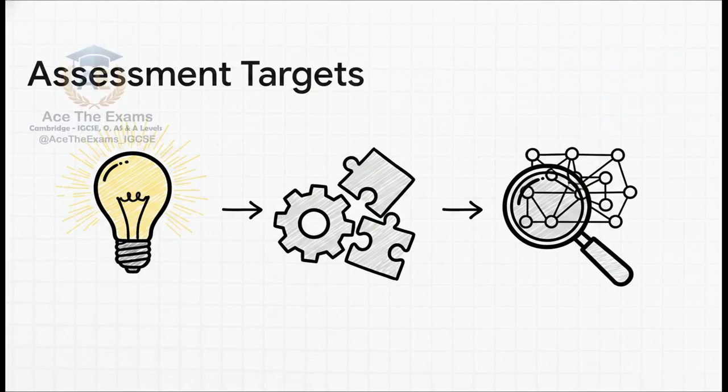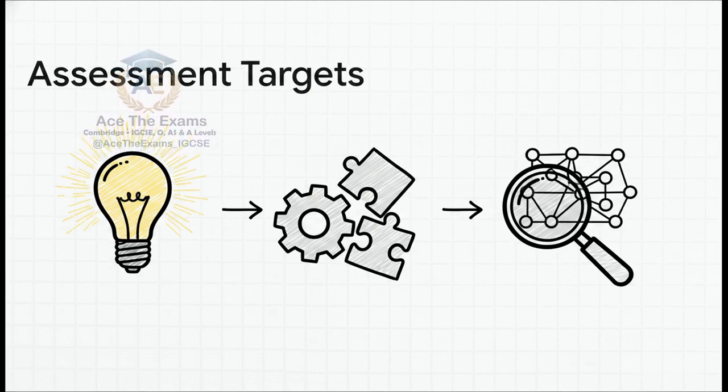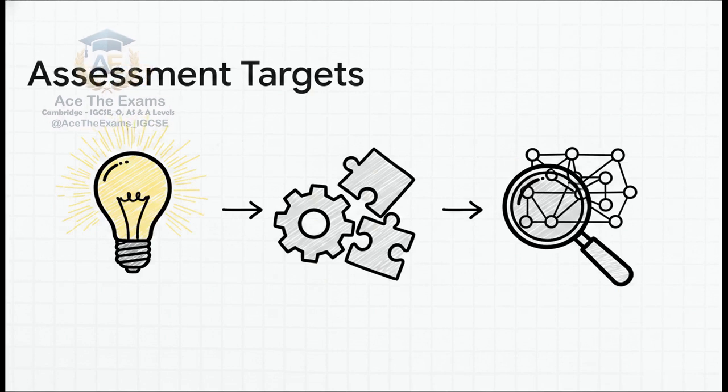This is where we deploy the PEEL framework: point, evidence, explanation, link. Top-tier computer science students structure their answers by first making a clear point, providing evidence from the scenario, explaining the technical computer science principle behind it, and finally linking it back to the overarching system. It is a foolproof matrix for maximum marks.